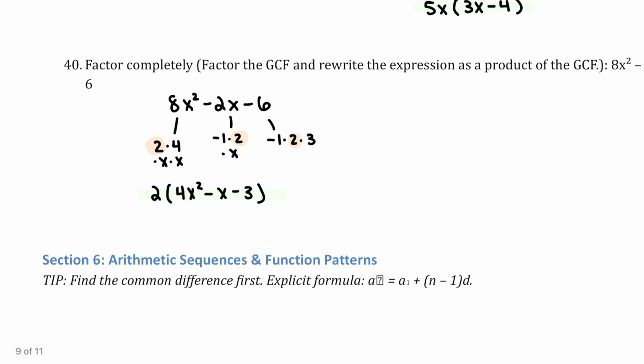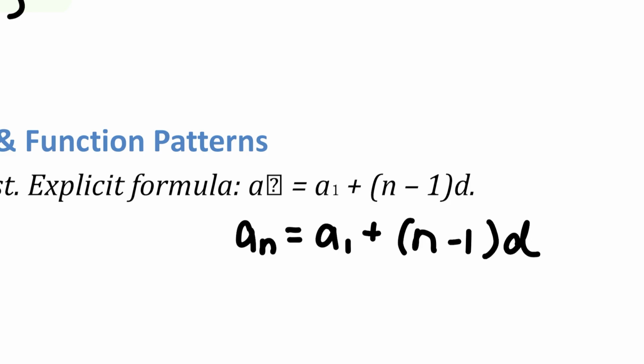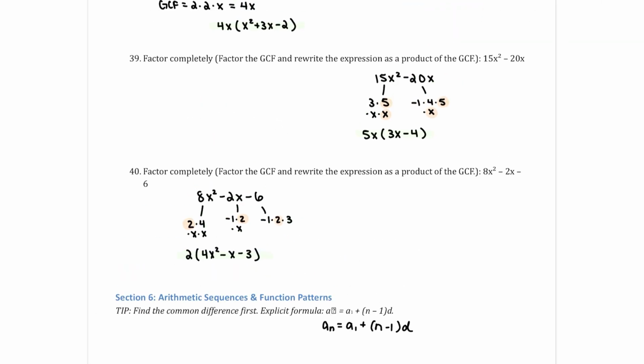Right, moving on to section 6, arithmetic sequences and function patterns. So our tip here is to always find the common difference first, and our explicit formula is, it says a question mark, but it's actually a_n is equal to a_1 plus (n minus 1) times d, d being our common difference, n being the nth term, and a_1 and a_n representing the actual number of that term. So a_1 is like the value of the first term, a_n is the value of the nth term. And that's the explicit formula.